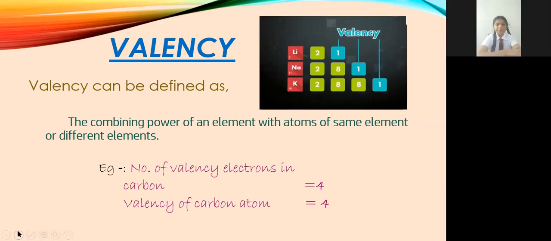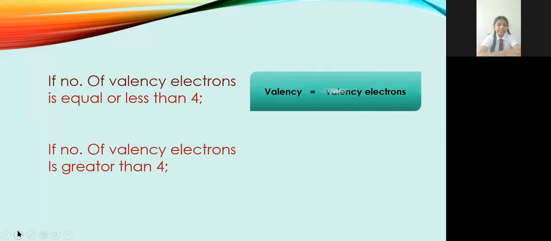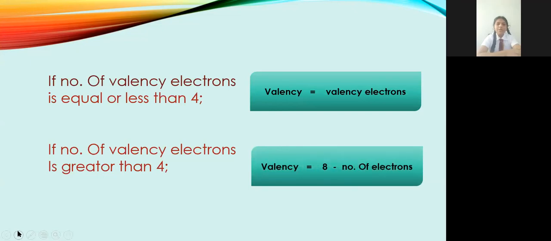Valency can be defined as the combining power of an element with atoms of the same element or different elements. For example, the number of valence electrons in carbon is equal to 4. Therefore, the valency of the carbon atom is also 4. If the number of valence electrons is equal to or less than 4, valency is equal to the number of valence electrons. If the number of valence electrons is greater than 4, valency equals 8 minus the number of valence electrons.